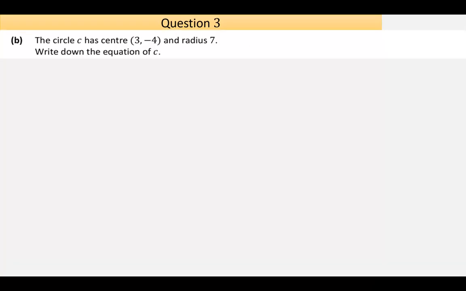Now, part B says the circle C, a different circle, has center 3 on the X, negative 4 on the Y, and radius 7. So we know for sure this does not have an origin or a center of 0, 0. So it's going to be the more complicated version. And then it says write down the equation of C. Now, the formula from the maths tables is x minus h all to be squared, and h is the x value of the center, so it's going to be 3, plus y minus k to be squared. Now, k is the y value.